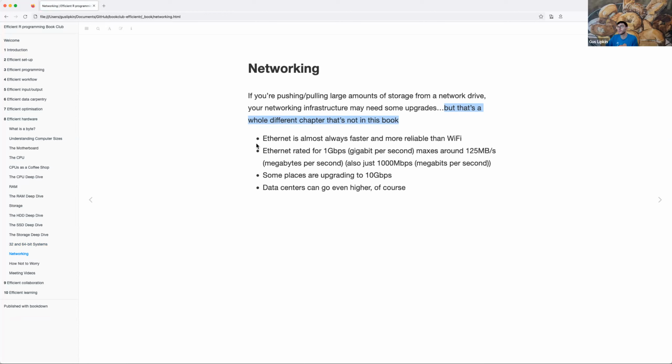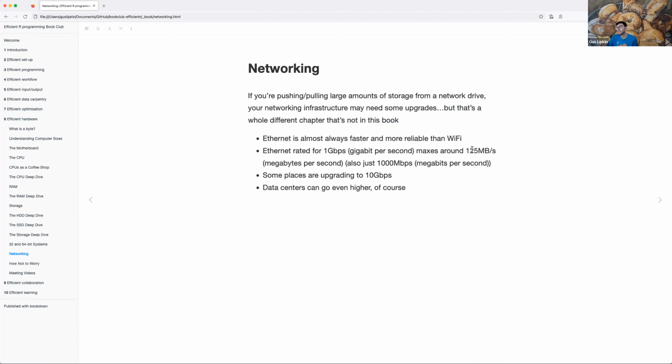But a quick overview: Ethernet is almost always faster and more reliable than Wi-Fi. So cables are faster than wireless. Makes sense. Ethernet rated for 1 gigabit per second usually maxes around 125 megabytes per second, which, if you remember our chat about hard drives, is well within the range where you could max out the hard drive's write speed before you're maxing out your network.